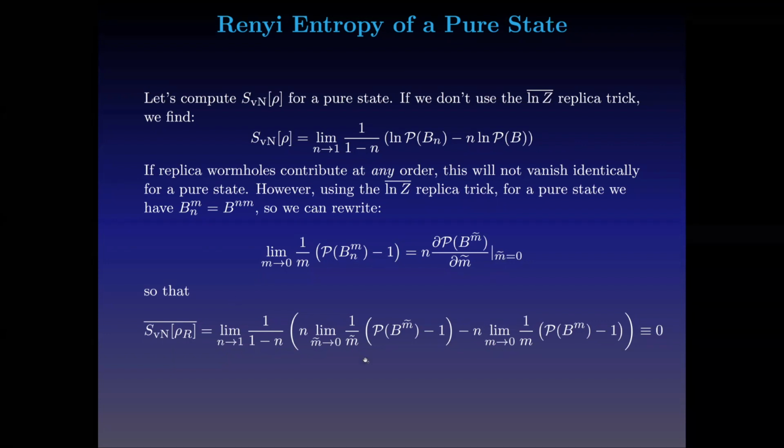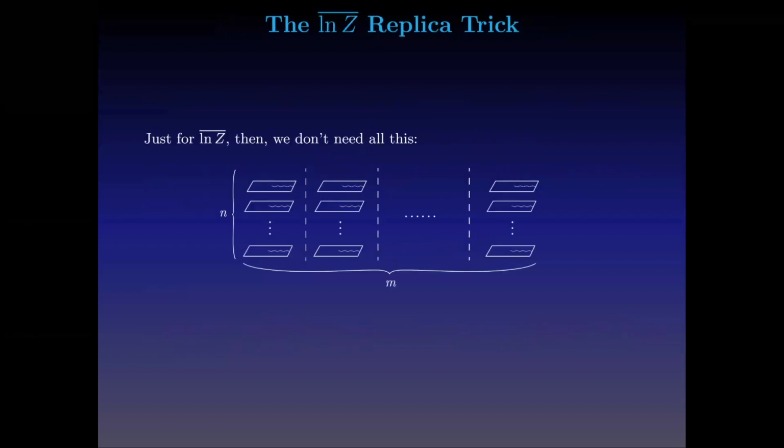And plugging this back into this formula, we actually just get that this thing is identically 0, regardless of whether we get replica wormholes contributing at any subleading order. So this is nice. It shows us that this is something that we want to include. But of course, at the end of the day, this is not the kind of dramatic signature that we're looking for. We're really interested in something that's more leading order.